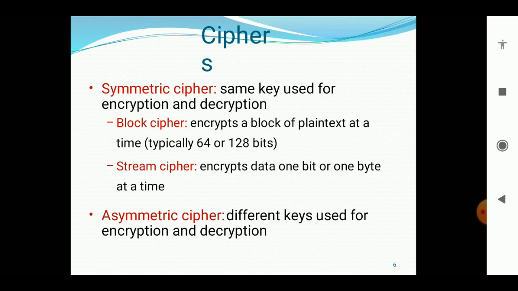In a symmetric cipher, as we discussed earlier, the same key is used for encryption and decryption. Its other name is conventional algorithm, which is very important. Remember that symmetric key, conventional algorithm, and single key all represent a symmetric key. Block ciphers encrypt plain text typically 64 or 128 bits at a time. Stream ciphers encrypt data 1 bit or 1 byte at a time. Asymmetric ciphers are the opposite of symmetric ciphers; we use a different key, one for encryption and one for decryption.